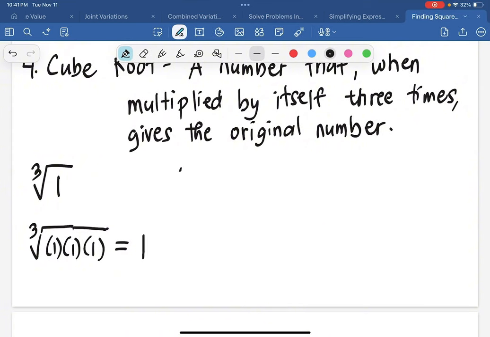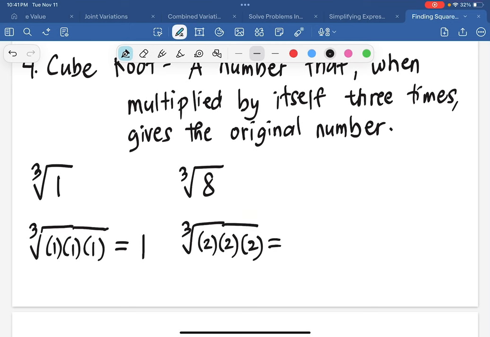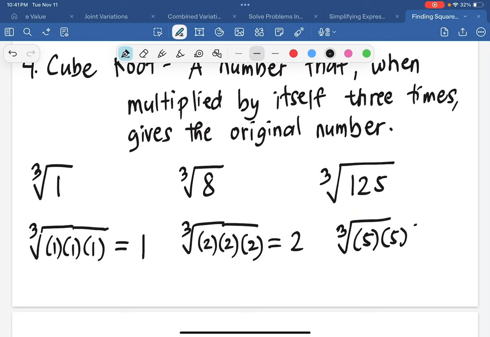Same thing with 8. If we break this down, we have 2 times 2 times 2. That means the answer is 2. And let's have our last example. We have the cube root of 125. Break this down, we have 5 times 5 times 5, which is 5.